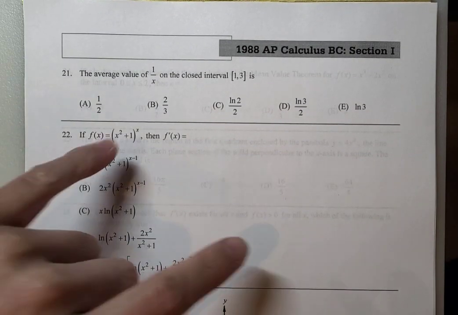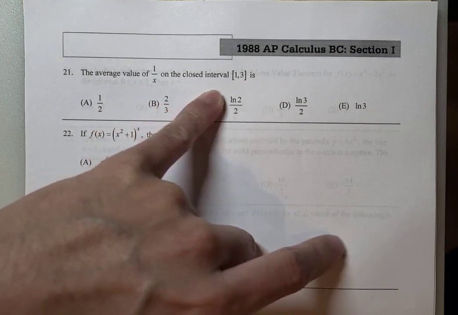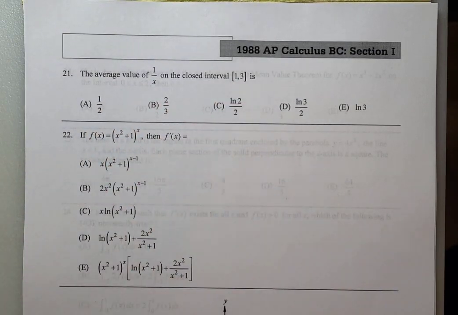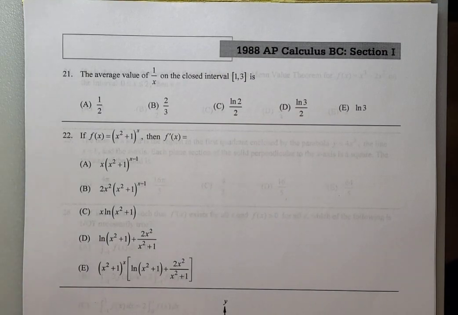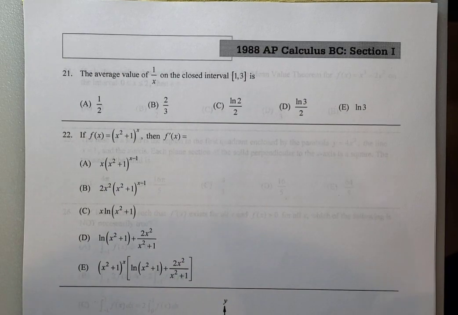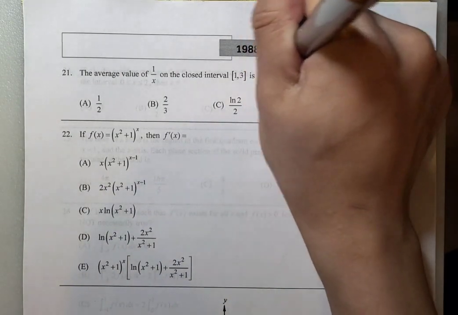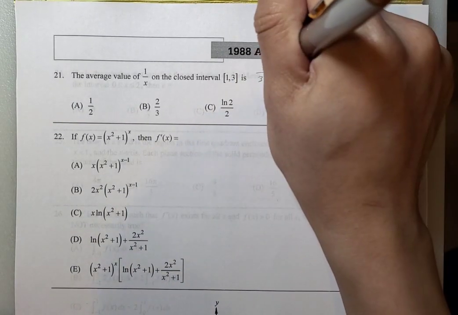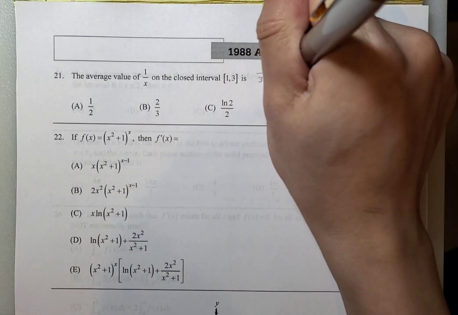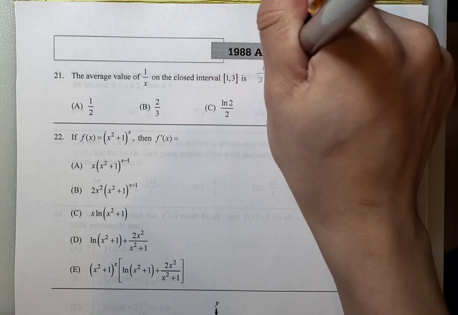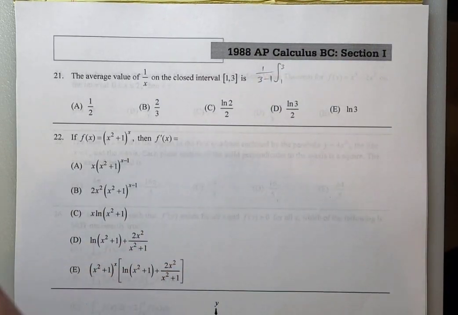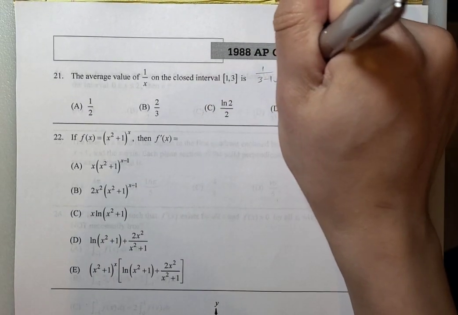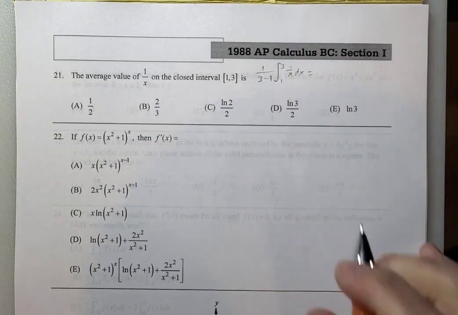Okay, so we have the average value of 1 over x on the closed interval 1 to 3. This is very simple. We just have to remember the formula for the average value. That's simply 1 over the length of the interval, so 1 over 3 minus 1, times the integral from 1 to 3 of 1 over x dx. It's as simple as that.